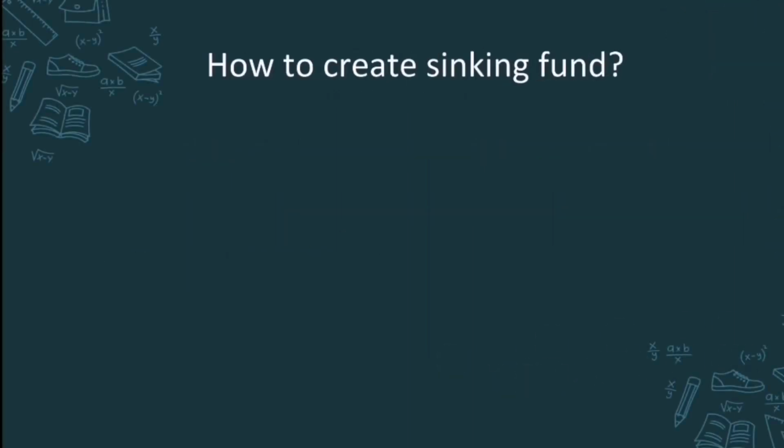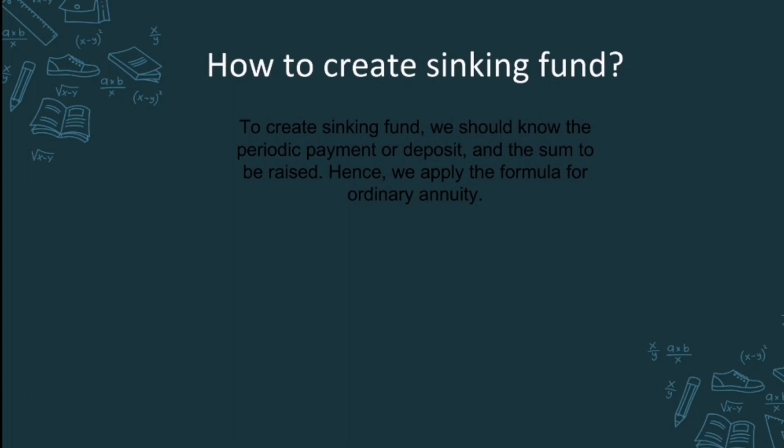So how to create a sinking fund? To create a sinking fund, we should know the periodic payment of deposit and the sum to be raised. Hence, we apply the formula for ordinary annuity. So the formula for ordinary annuity, for the final value, is S equals R times s angle N at I. And for the periodic payment, we have R equals S divided by s angle N at I.